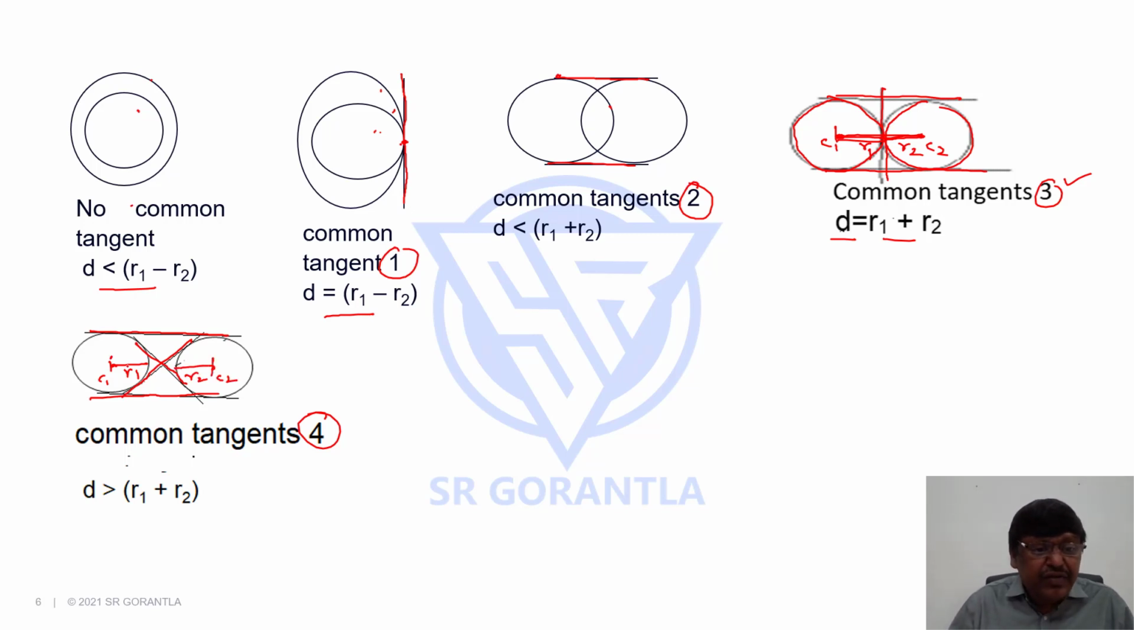But there is a gap between the two circles, meaning the distance between the two centers is greater than R1 plus R2. Here what happens, this is the distance, this is R1. If this is the center, this is R2. But if you see, there is an overlapping area. Because there is an overlapping area, the distance between them is less than R1 plus R2.